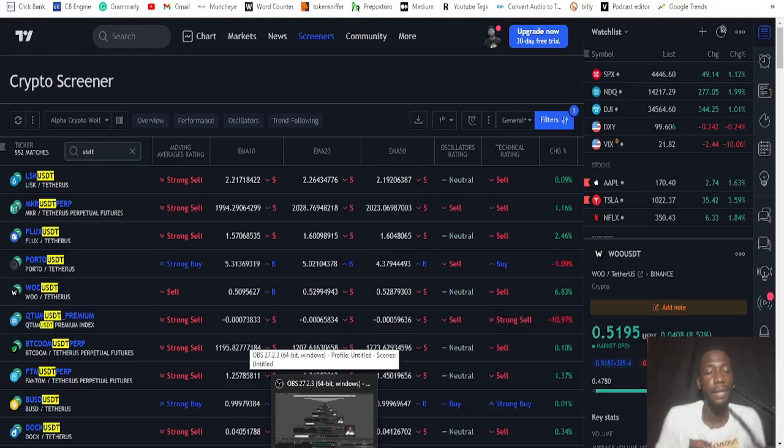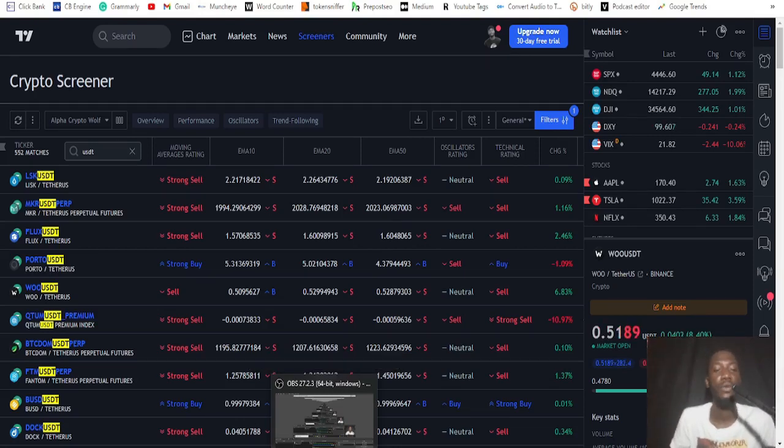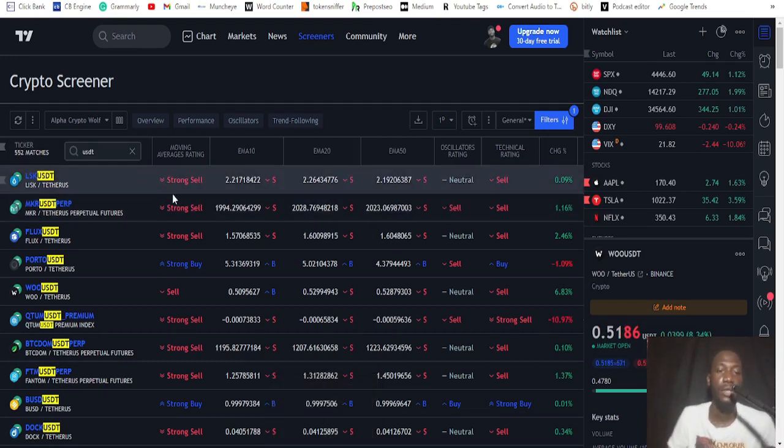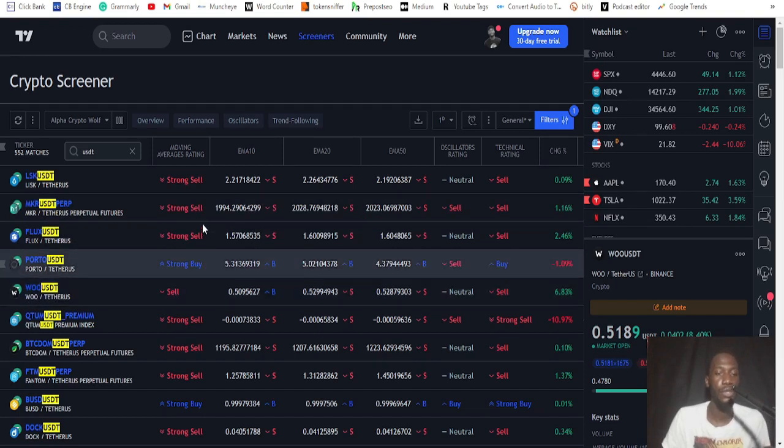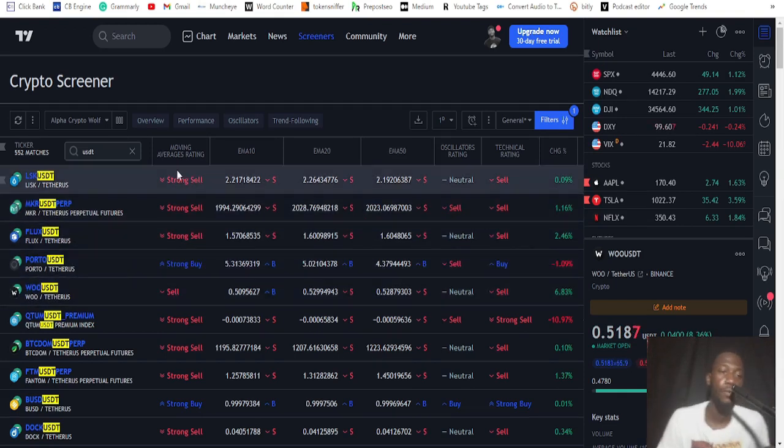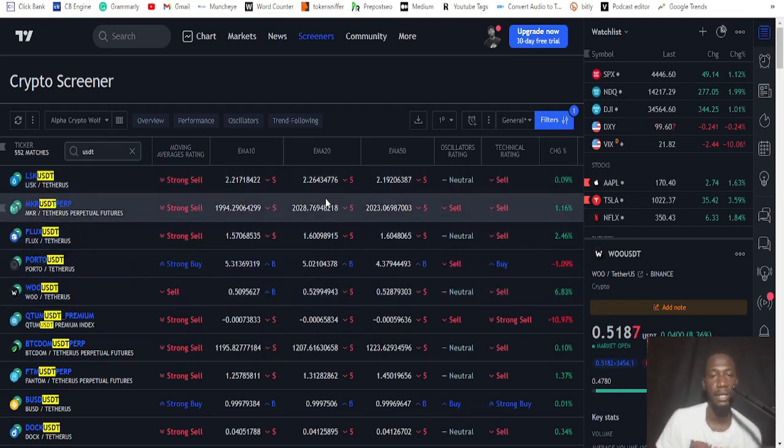Now, the idea behind this crypto screener indicator, this particular indicator I'm using on TradingView, is that it shows me the direction of the market, where the market is, and what I can do to actually benefit from the market. For example, you can see that some coins are already showing strong sell, strong sell, strong sell, strong buy, both from the moving average, the EMA 10, EMA 20, and EMA 50, right? So from this, I already know where the market is.